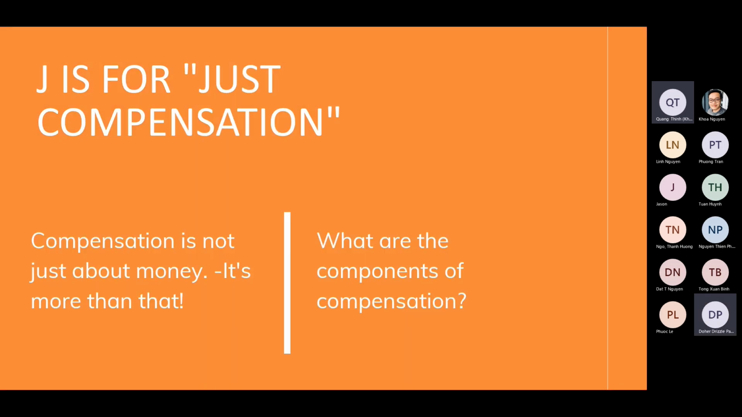J is for just compensation. It's not about the song, it's not about the money, money, money, like the song Price Tag. It's about the complete package, like the benefits of our resources. If we are thinking about our customers, like what's in it for our customers, our employees are also our internal stakeholders. So we should also think about what's in it for them. What are the components of their compensation?